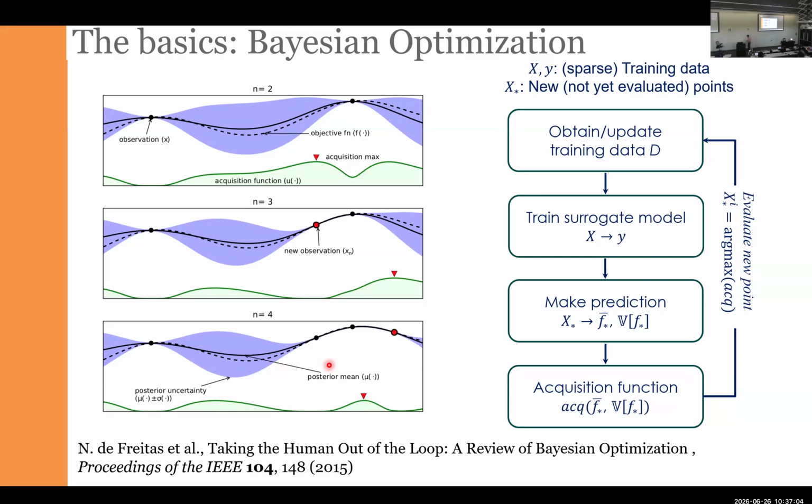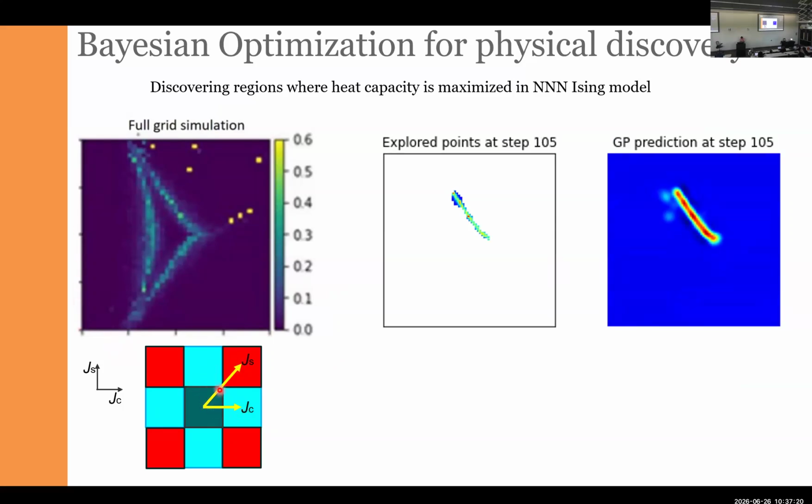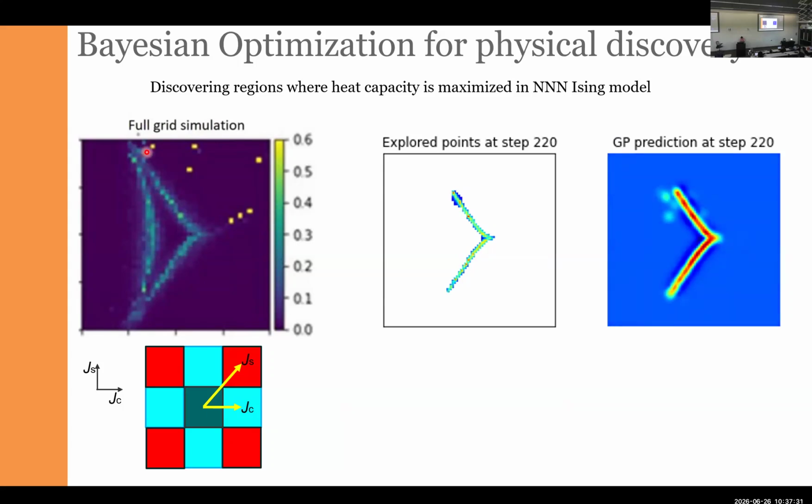Let me show you a few examples of scenarios when it worked and when it didn't work. This is a very simple example of using Bayesian optimization for physics discovery. In this case, the parameter space is two-dimensional. These are the nearest neighbor and the next nearest neighbor interactions in the Ising model. This is how the ground truth looks. I can calculate the heat capacity based on the grid measurements. You can see that the heat capacity has maxima at the line corresponding to the phase transitions.